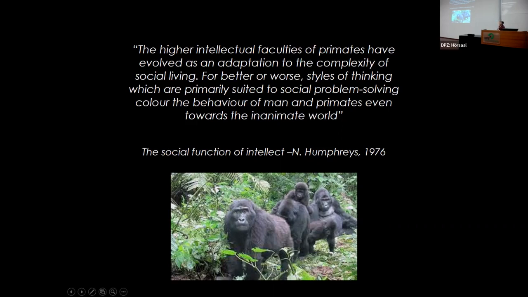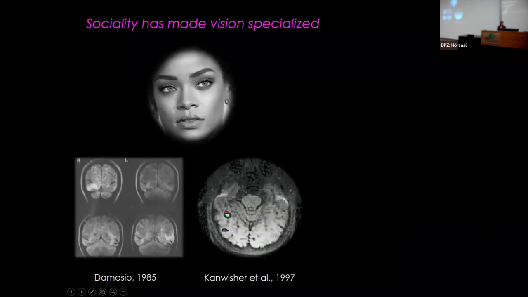So one interesting aspect of this hypothesis is that it can account not only for the development of higher cognitive function, but also for the reshaping of more basic systems that probably pre-existed social life. This is the case with the human visual system. A common view is that sociality has made our vision highly specialized to certain classes of stimuli that have a high social value and are biologically important, such as faces.